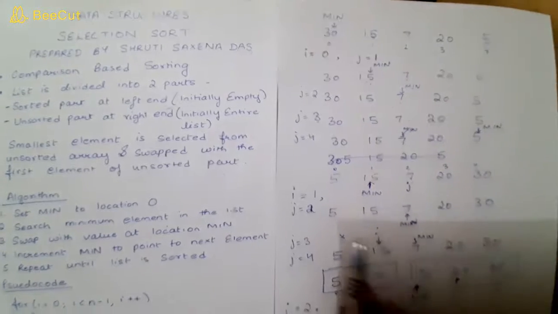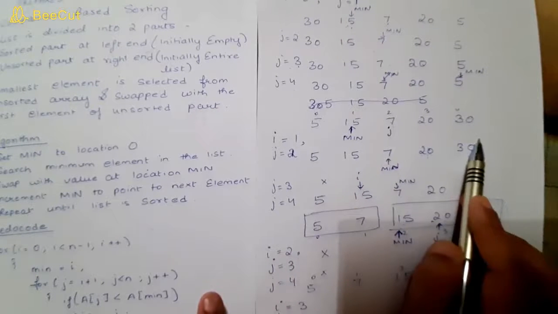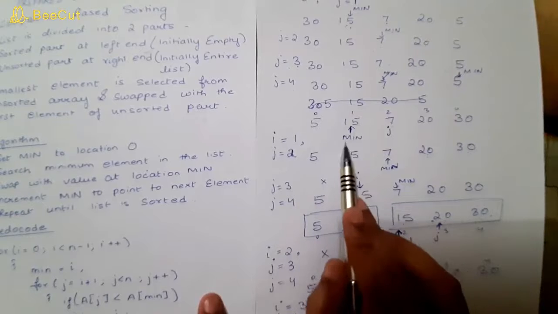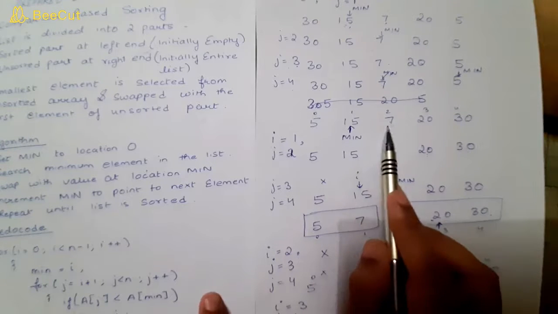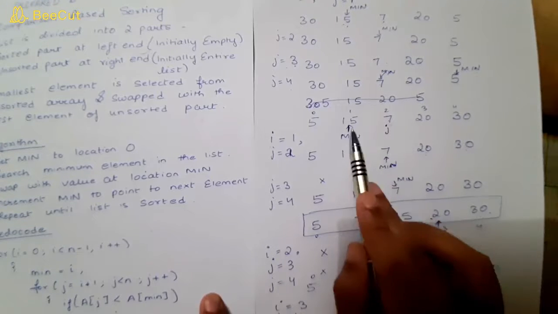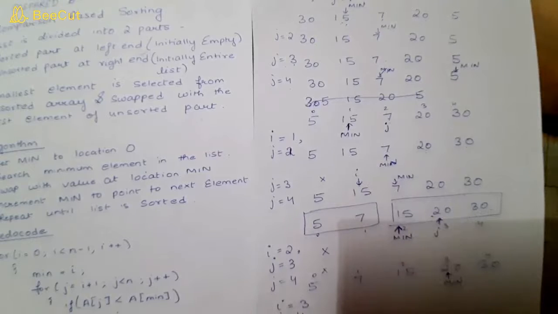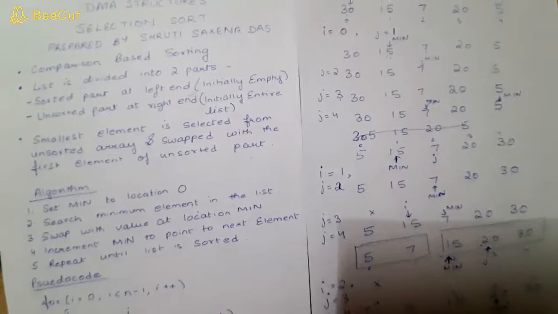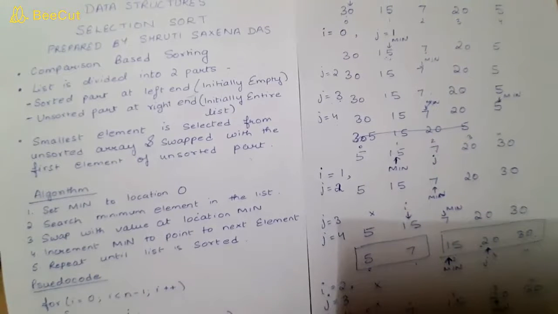Again, in the second iteration, we got these elements. So min will be incremented, I will be incremented. Because of that, min will point to this. We'll again find out the smallest element. 7 is the smallest element. We'll swap with this. So this is the basic concept. In every iteration, you need to find out the smallest element and swap it with the first element of the unsorted list. So each time you'll have two sublists. One will be sorted, another will be unsorted.